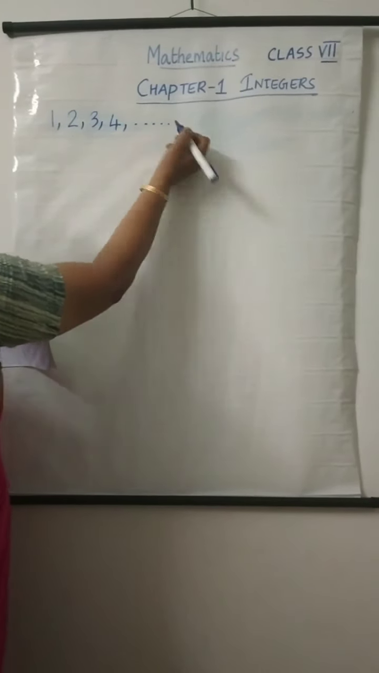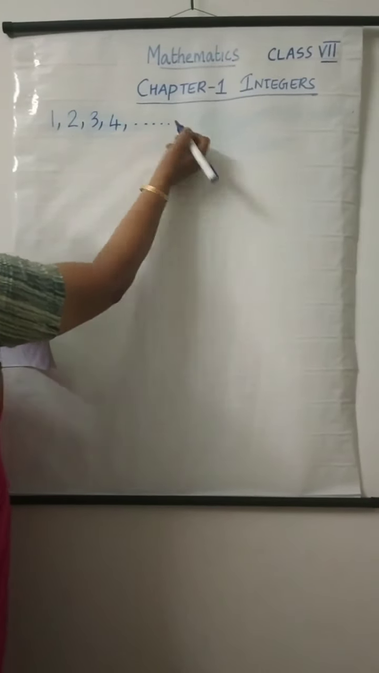Now, the whole numbers 0, 1, 2, 3, 4, etc. and the negative numbers minus 1, minus 2, minus 3, minus 4, etc. are together known as integers. The whole numbers and negative numbers are known as integers.